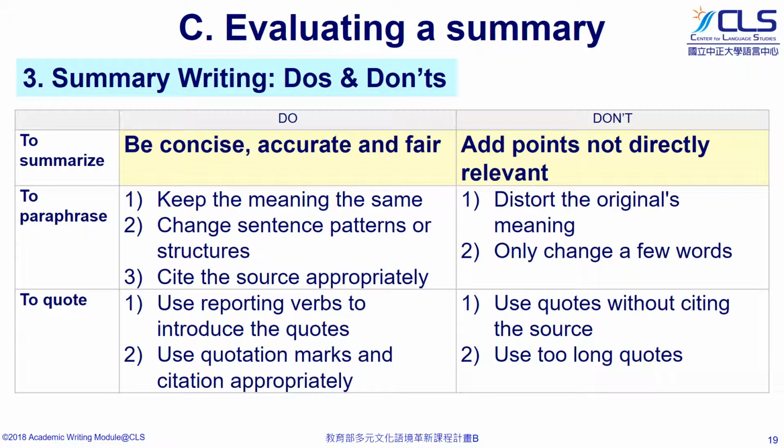When we summarize, we use both paraphrasing and quoting skills. So let's look at some do's and don'ts for summarizing, paraphrasing, and quoting. When we summarize, we should be concise, accurate, and fair. When we paraphrase, it's important to keep the meaning the same while changing sentence patterns or structures. Finally, when we quote, we need to use reporting verbs and use quotation marks and citation appropriately.